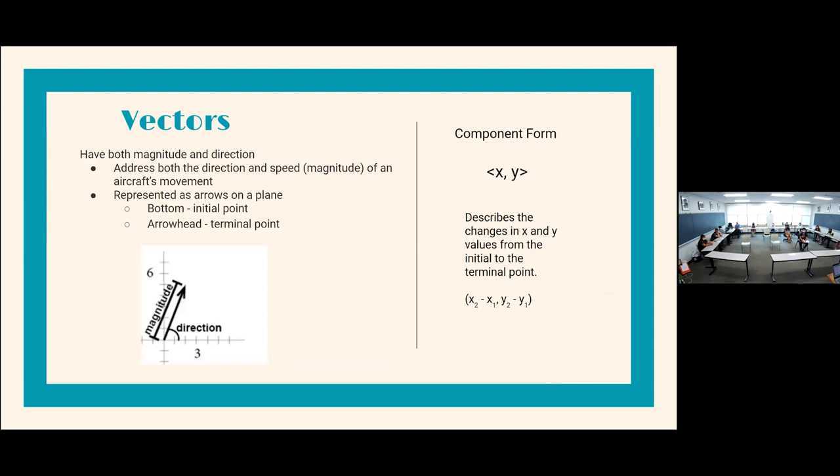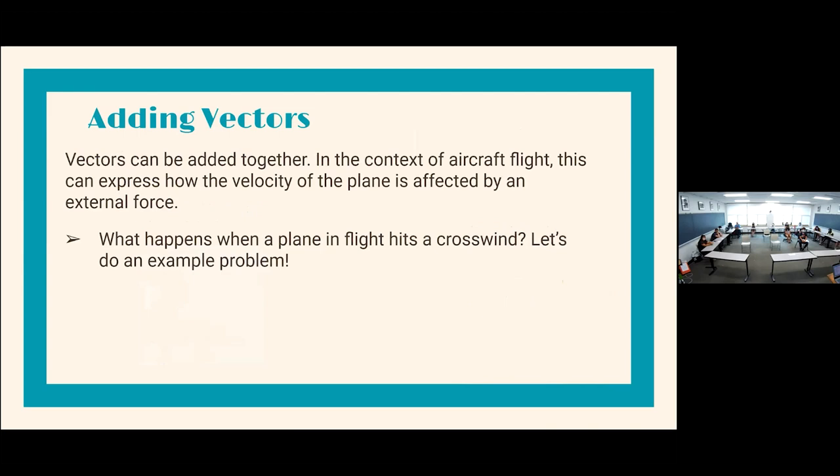Vectors are usually represented in component form, which is similar to the ordered pairs you've probably learned about in school. The only difference is that component form describes the differences in the initial point and the terminal point on the XY plane. So vectors can be added together. In the context of aircraft flight, this can express how the velocity of the plane is affected by external force, such as wind. So what happens when a plane in flight hits a crosswind? Vectors can tell us the answer.